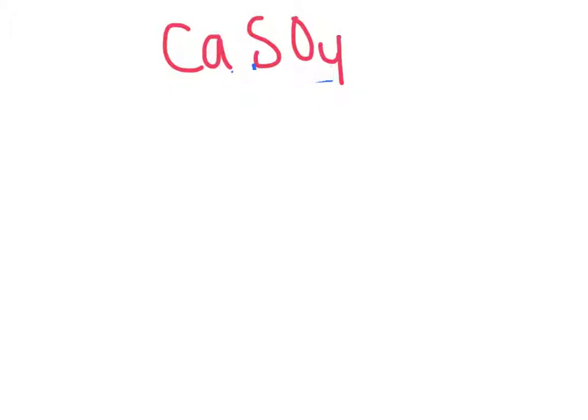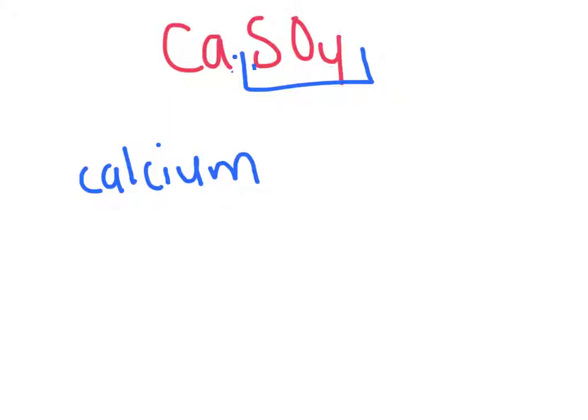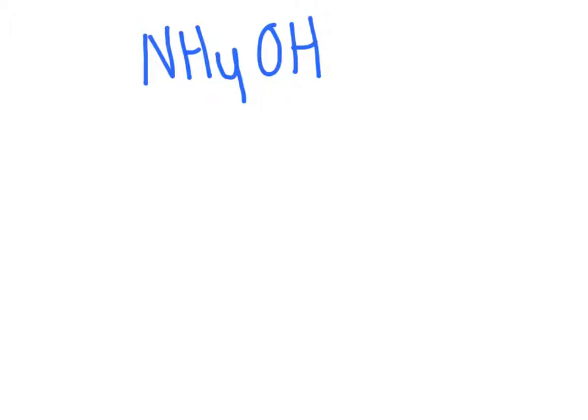If you see 3 elements, where's the polyatomic ion? Here it is. It's SO4. Check the back of your periodic table. So I always take the full name of the first metal, and then I just take the name of that on the back of your periodic table. Calcium sulfate.